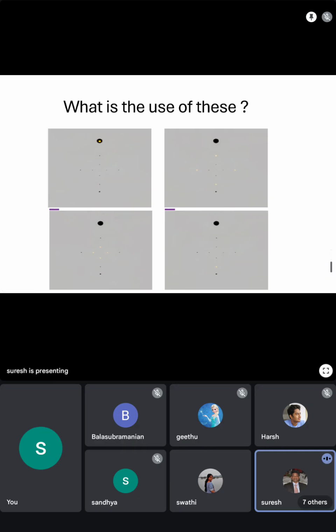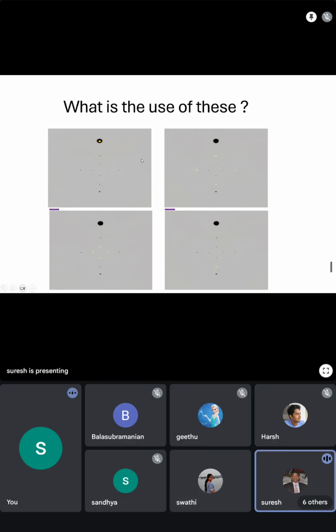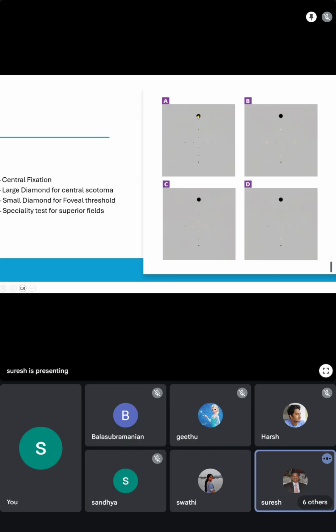What is this? Anyone? Fixation target. Yes, fixation target. So what is the first one? Okay, I'll run through it. See, the first one is for central fixation. Normally, what we do, okay. Suppose a person has a central scotoma and actually he's not able to see this.